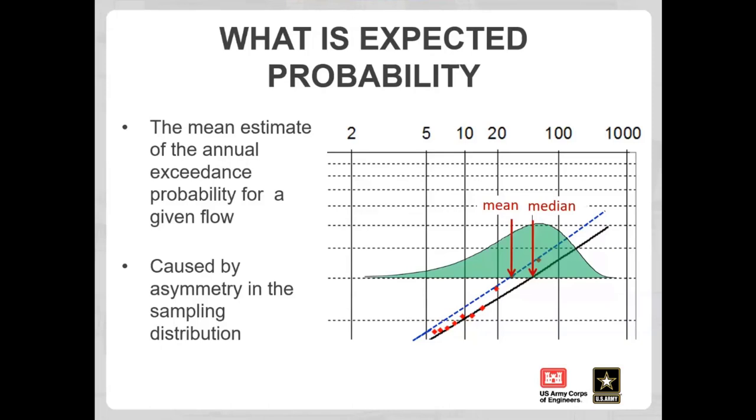And what you will find, because of the nature and characteristics of the asymmetry, is the mean or expected curve will always be to the left of the computed curve when you're looking at floods. So when you're looking at AEPs less than 0.5, which would be the two-year event, everything shown on this plot, the expected curve will always plot to the left, or more frequent than the computed curve. All right, next slide.